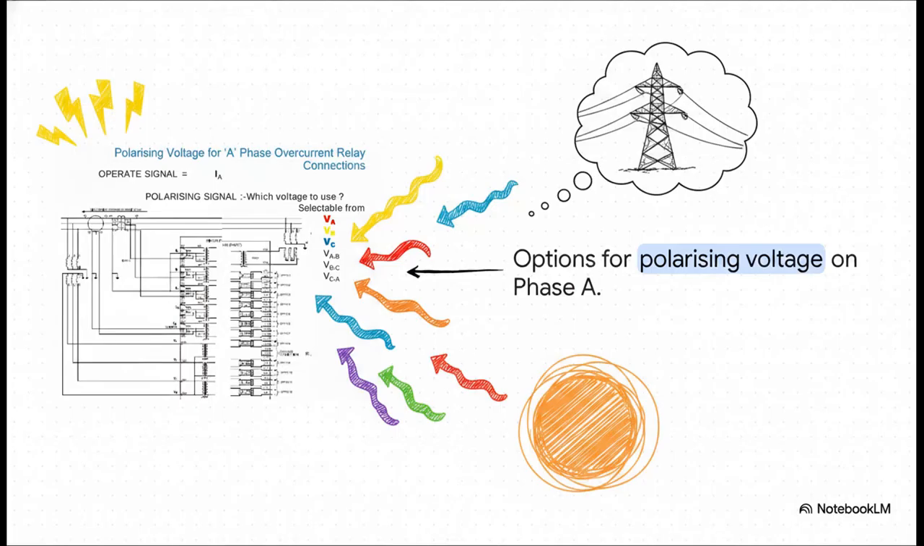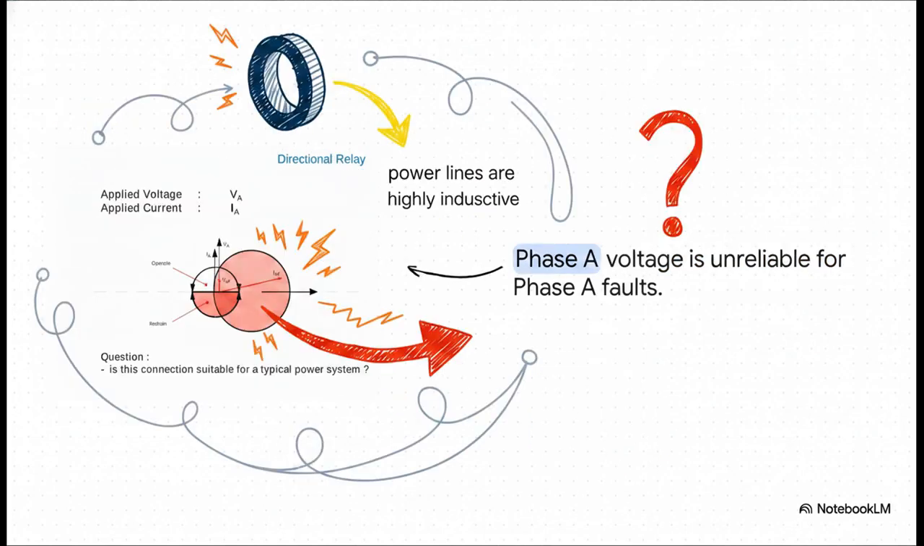But this creates a pretty tricky engineering challenge. If our operate signal is phase A current, which voltage should we use to polarize it? We actually have a whole bunch of choices: phase A, phase B, phase C, or phase-to-phase voltages, like A to B, B to C, or C to A. Instinctively, you'd probably think, well, if we're measuring phase A current, we should definitely just use phase A voltage, right? Actually, scratch that. Matching phase A voltage with phase A current fails spectacularly in a real power system.